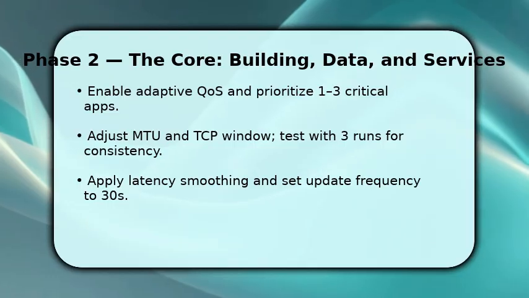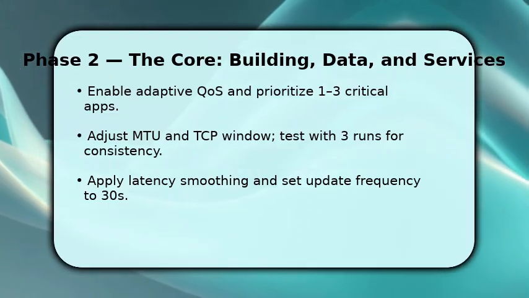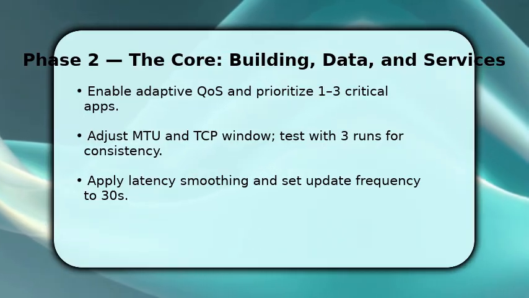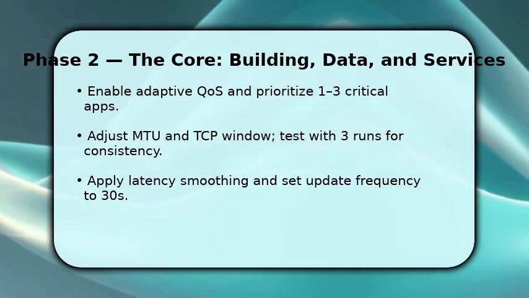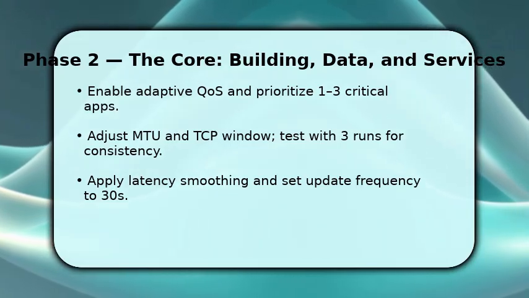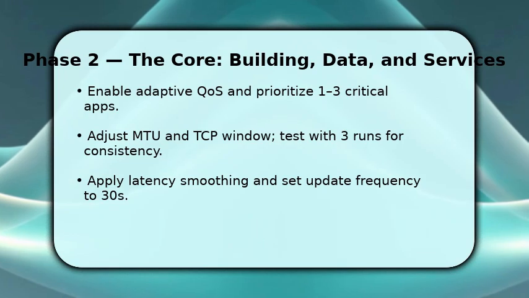improvements. Once you observe gains, apply latency smoothing to stabilize jitter, and set the optimizer update frequency to 30 seconds for responsive adjustments. Throughout, monitor the live graphs. This shows why each parameter change improves real-world performance.